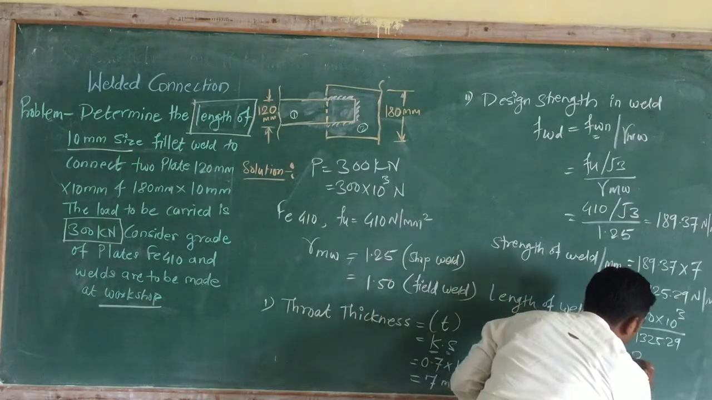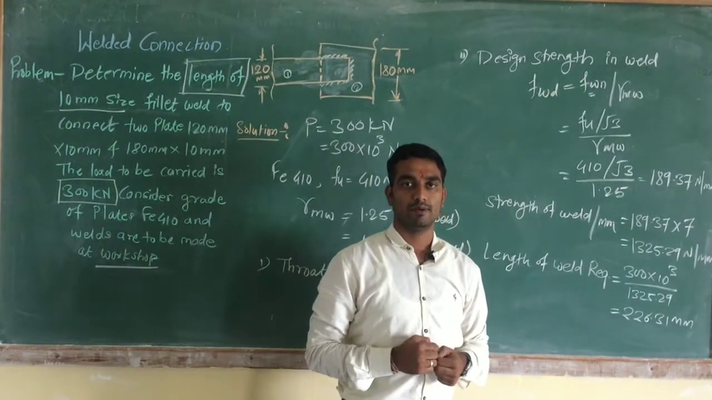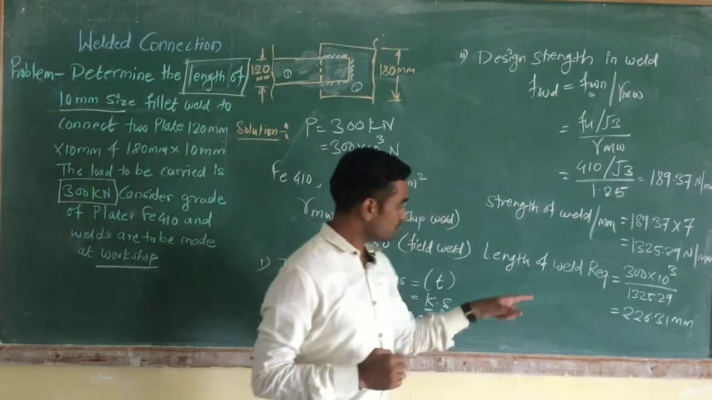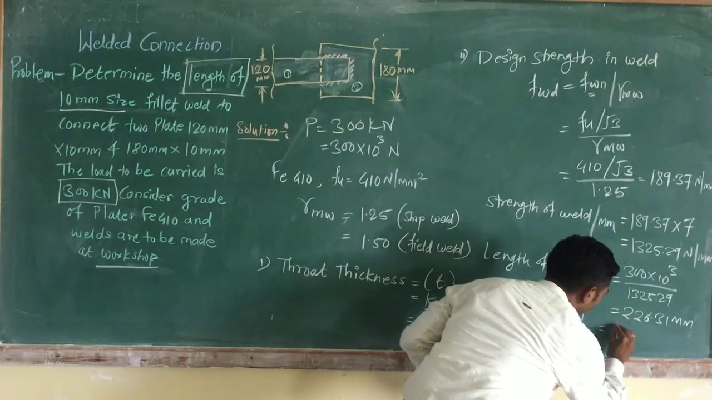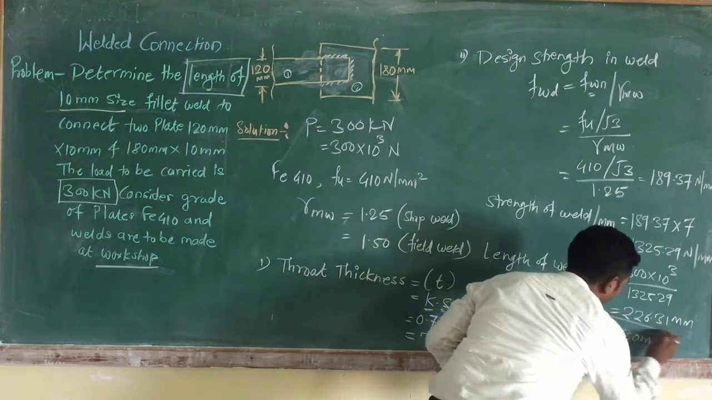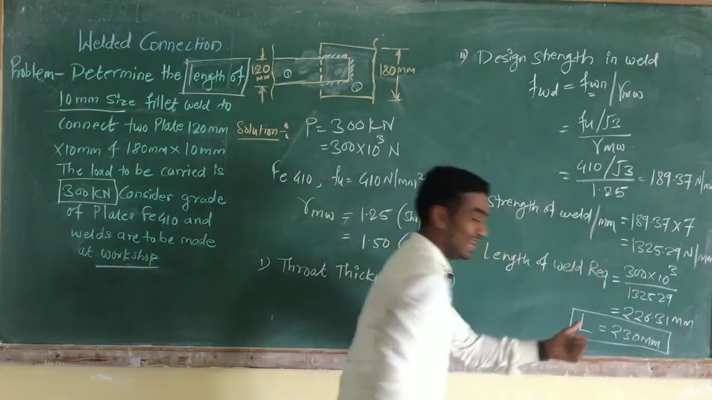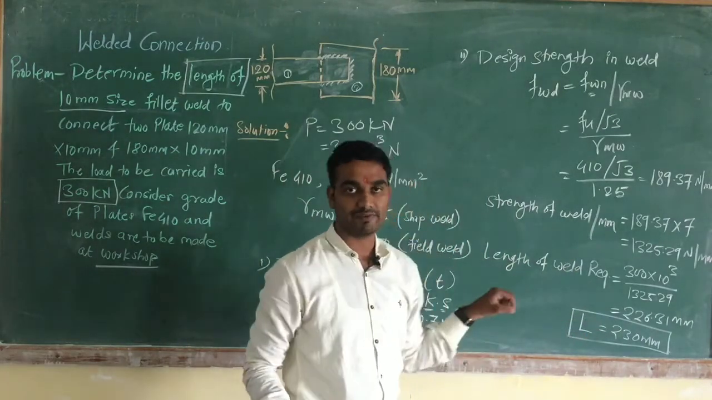226.31 mm, okay. So we can round up this value. Therefore this length is equal to 230 mm. Length of the weld required is 230 mm. This value we have to find.